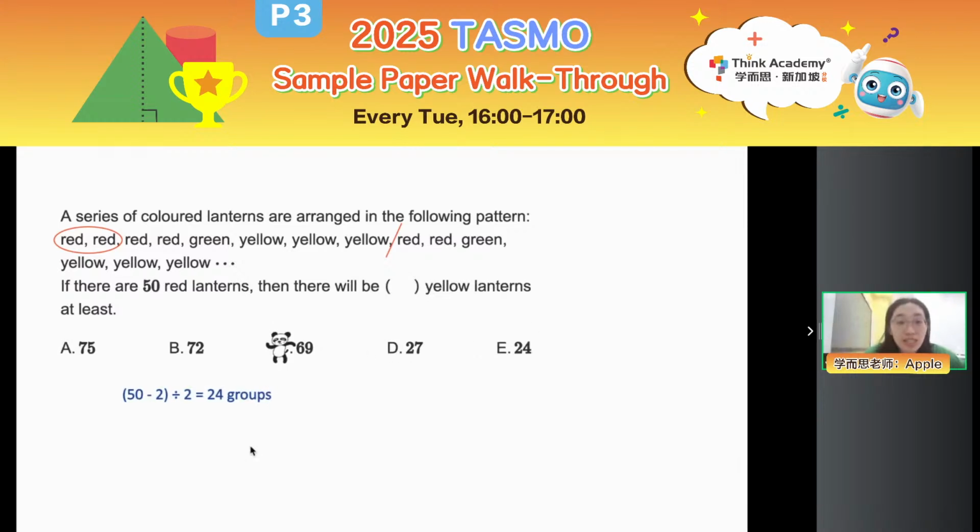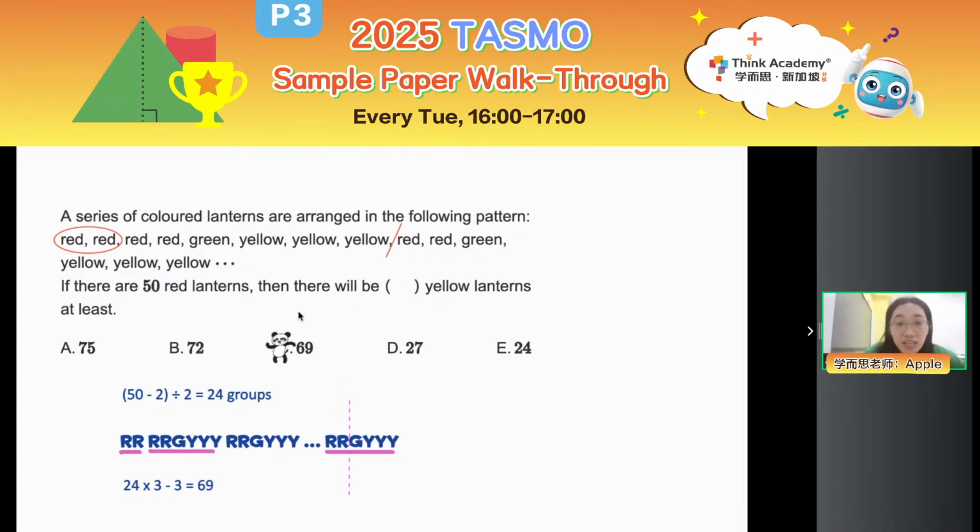So following this, if I know there are 50 red lanterns, then you minus the first 2, then divide by 2, because there are always 2 red lanterns in one group, right? So we can get 24 groups. Well, let me show you. For the first part, these 2 are the distractors. And then this is the first group, and this is the last group, which is 24.